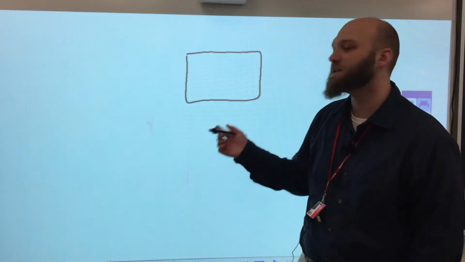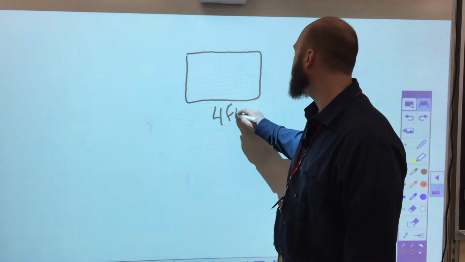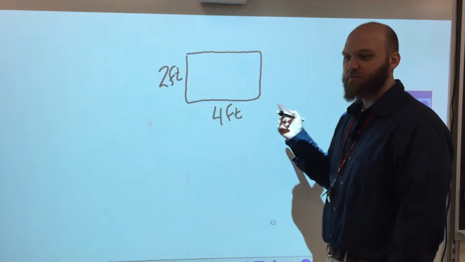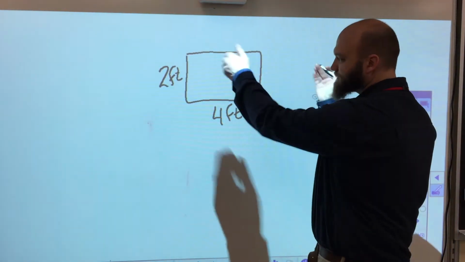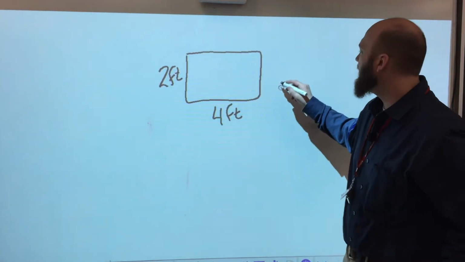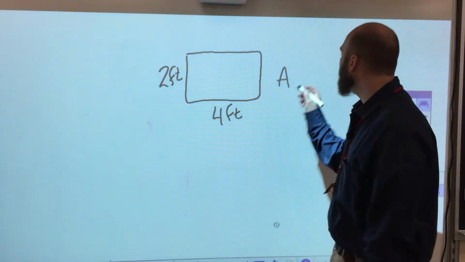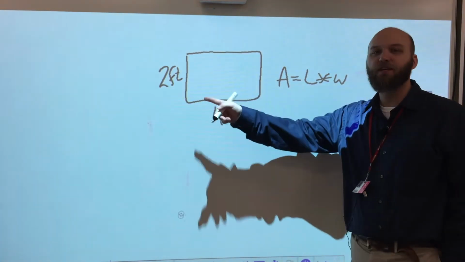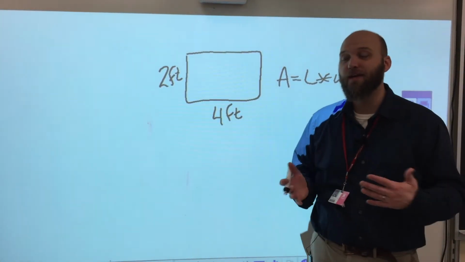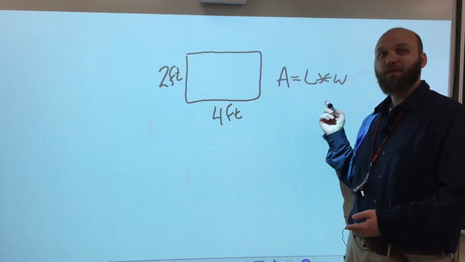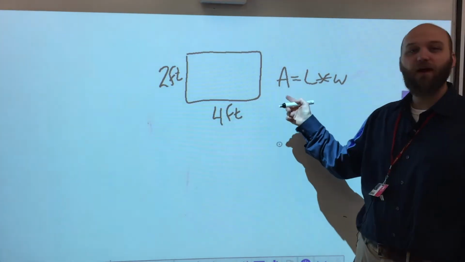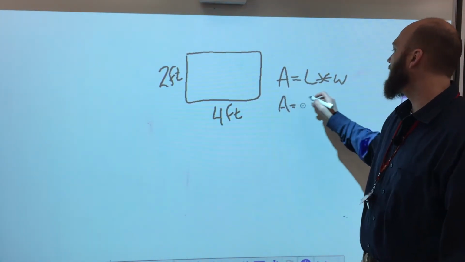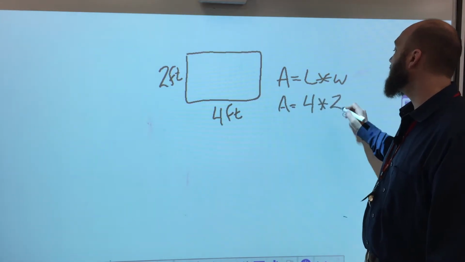For example, if I have a rectangle, and the rectangle is 4 foot by 2 foot, it doesn't have to be the right size, right? It just needs to look at the numbers that we have. I have the formula area equals length times width. Now I can use that to solve this. If I'm solving for area, I don't have a number, right? So I do have area equals length 4 times width of 2.